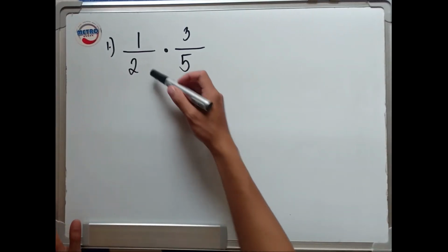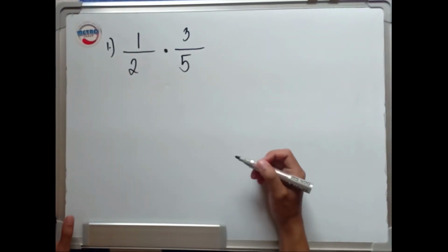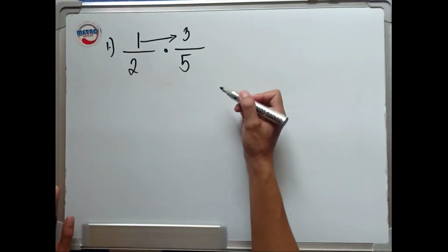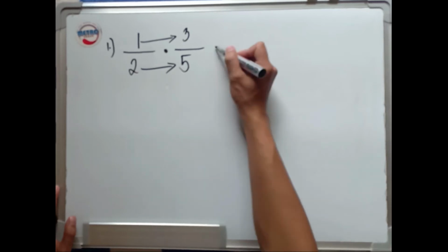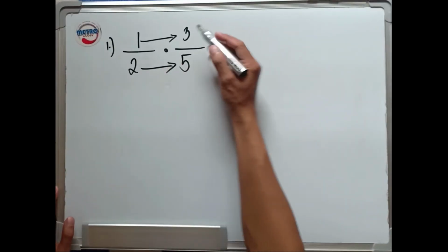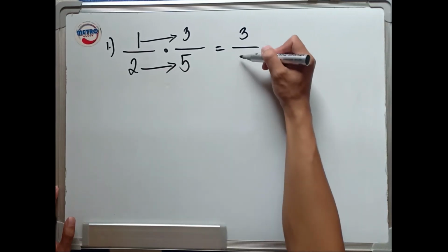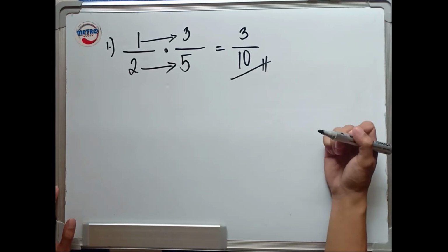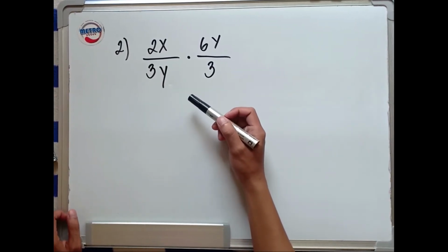Now, let us multiply 1/2 to 3/5. When we are multiplying fractions, we multiply numerator to numerator and then denominator to the denominator. So, we have 1 times 3 is 3, 2 times 5 is 10. Then, our answer will be 3/10 because there's no lowest term for 3/10. Now, let's have the second example for multiplying fractions.